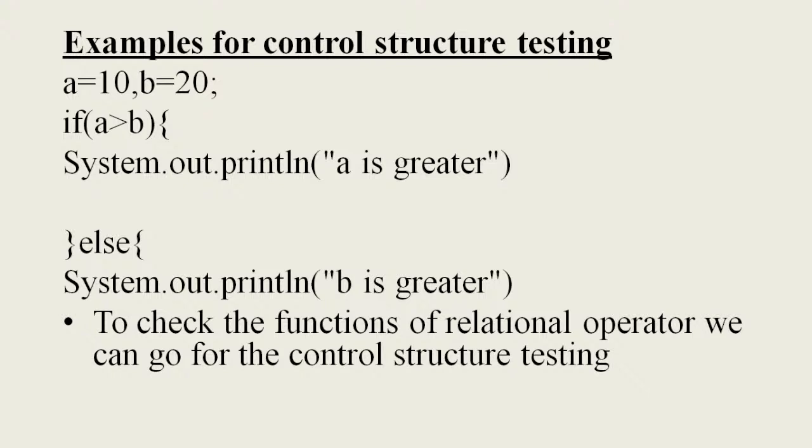Basic path testing can test each and every possible path available in the control flow graph of a program. A program which contains a control flow graph will contain a number of paths. Each path in the control flow graph can be checked and verified by the testing under basic path testing. And the second one will be control structure testing. It is used to test the relational expressions and arithmetic expressions.